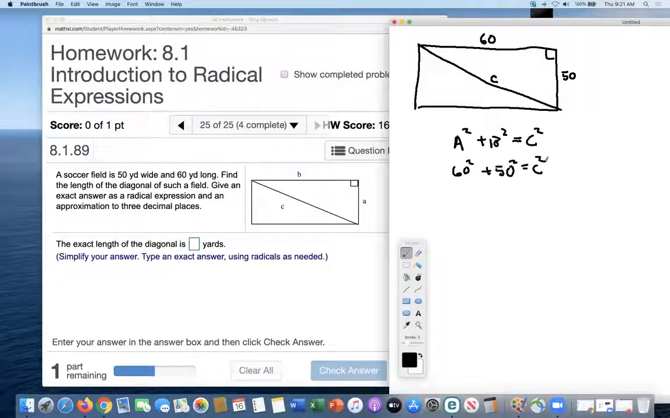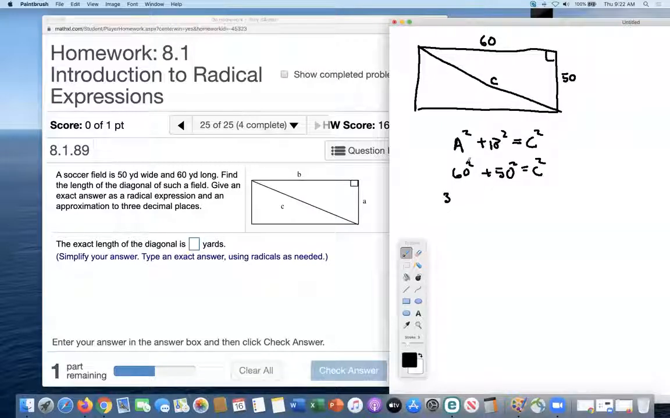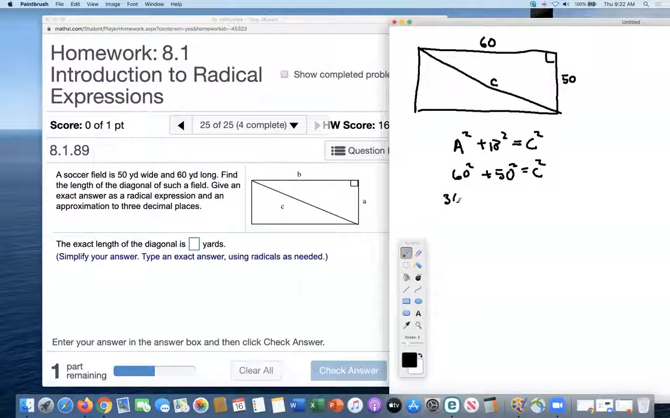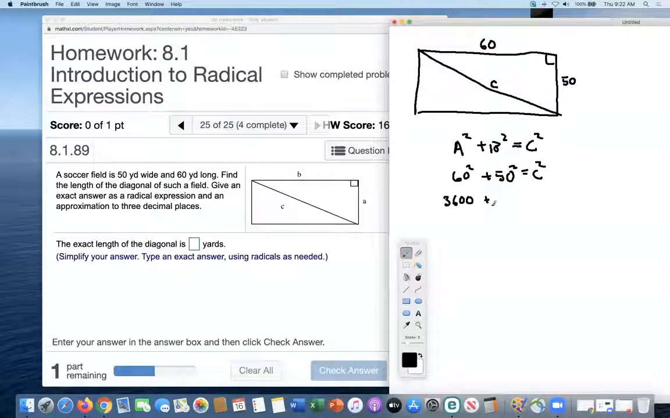All right, so what do we got? 60 squared is what? 36. A lot of people make the 60 squared and put down 120. Don't do that, please. This is not multiplication. This is 60 times 60, which is 3,600, plus 50 times 50 is 2,500, equals C squared.